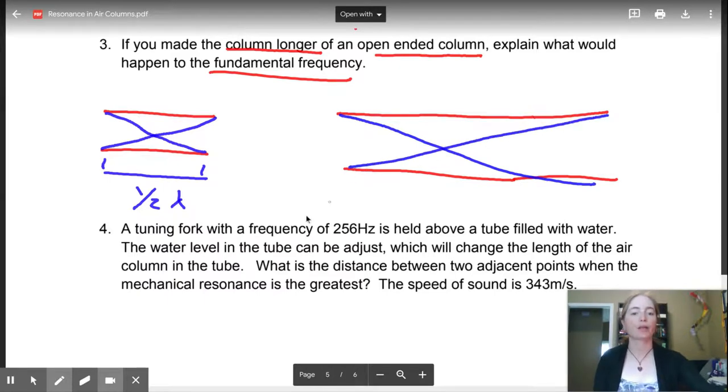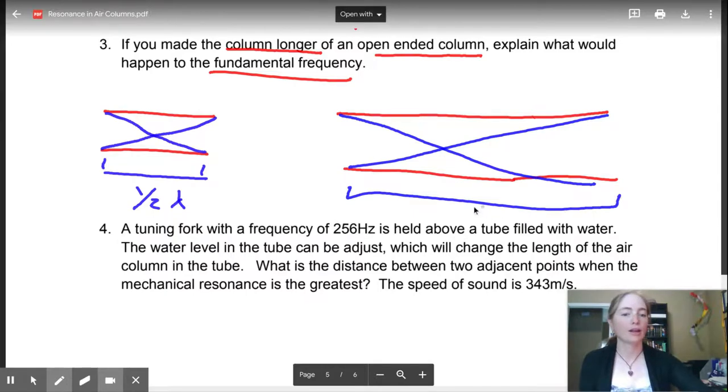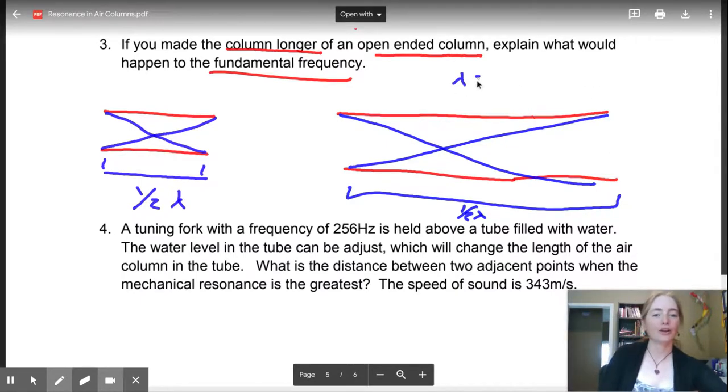Well, this distance now is half of a wavelength. So what have I done now to my wavelength? I have increased its length. So when you increase the length of the column, your wavelength is going to increase.